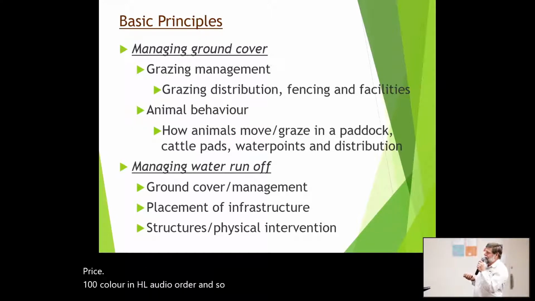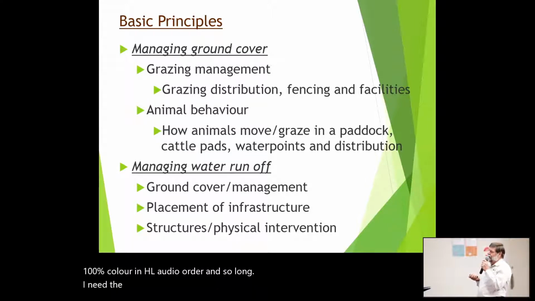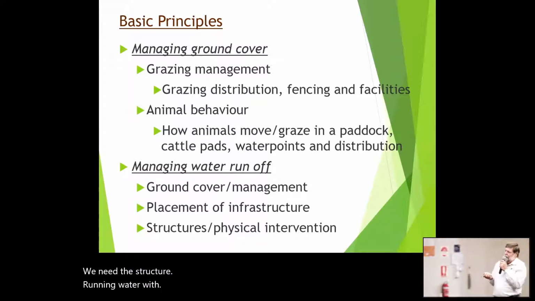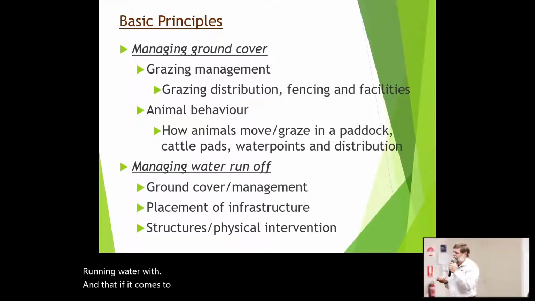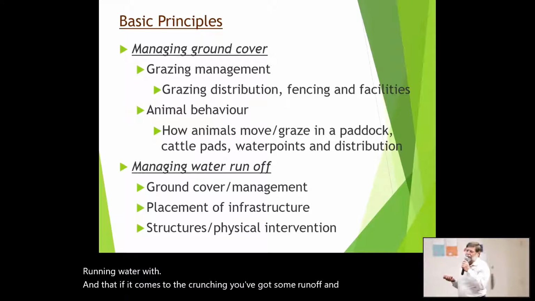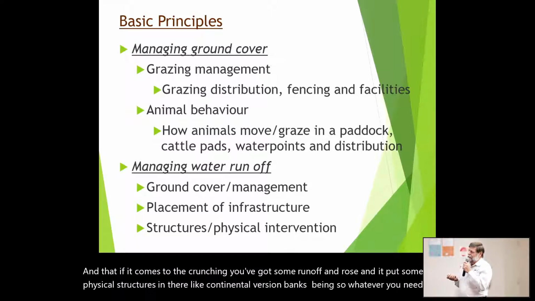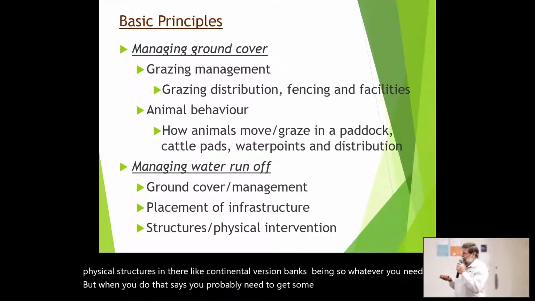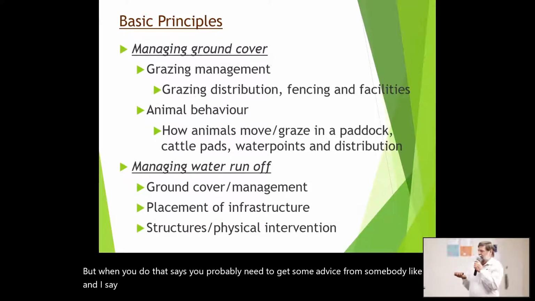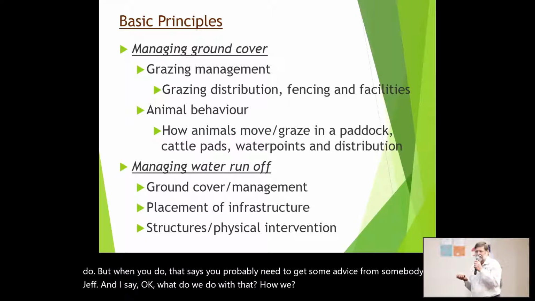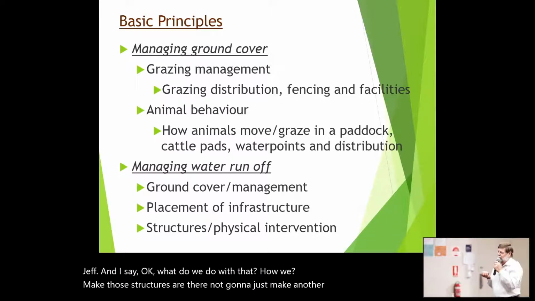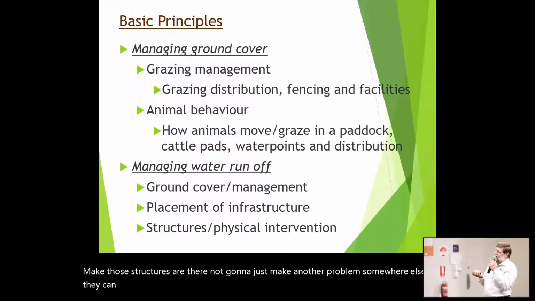Placement of infrastructure, that's those fences and things, get them on the contour, get them where they're not running water, where they're holding water up. And if it comes to the crunch and you've got some runoff and erosion, you put some physical structures in there like contour banks, diversion banks, pondage banks, whatever you need to do. But when you get to that stage, you probably need to get some advice from some mugs like Jeff and I to say, well, okay, what do we do with that? How do we make those structures so they're not going to just make another problem somewhere else and where they can actually save soil and reduce runoff?